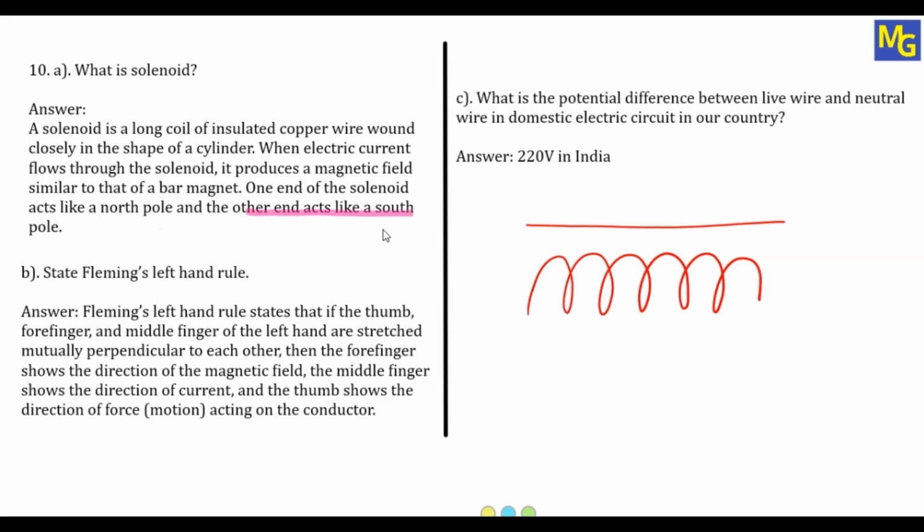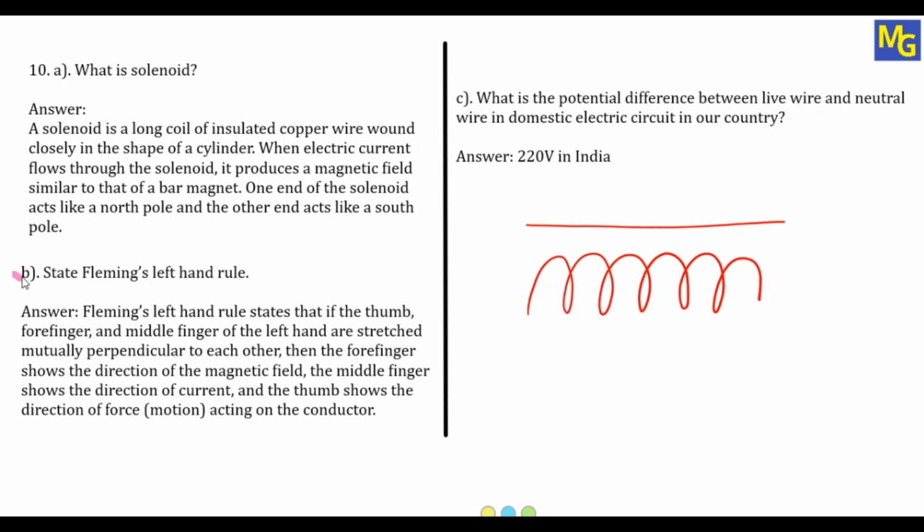So as we all know, for every bar magnet there will be two poles, south and north. Same like that, even for this solenoid there will be two poles, south pole and north pole, which we can identify with the help of a compass.